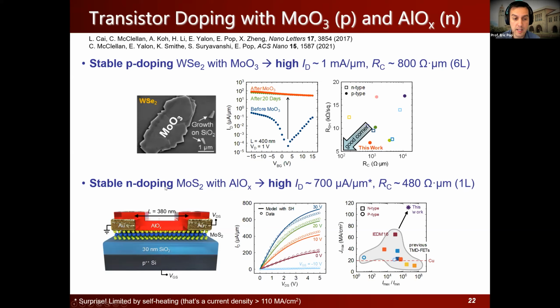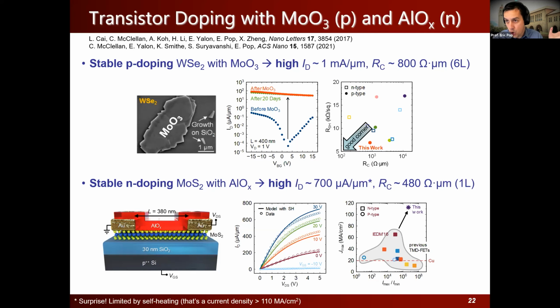And then we did stable n-type doping. The reason I mention stable is because there are doping methods out there which are not stable, and these are stable for months. We've tested them for months, and they were stable. We doped MoS2 with an aluminum oxide capping layer, and that led to high currents, about 700 microamps per micron. This was actually a world record at the time. Current density, by the way, is over 100 megaamps per square centimeter, which is enormous. And the contact resistance was also pretty good with a highly n-doped material.